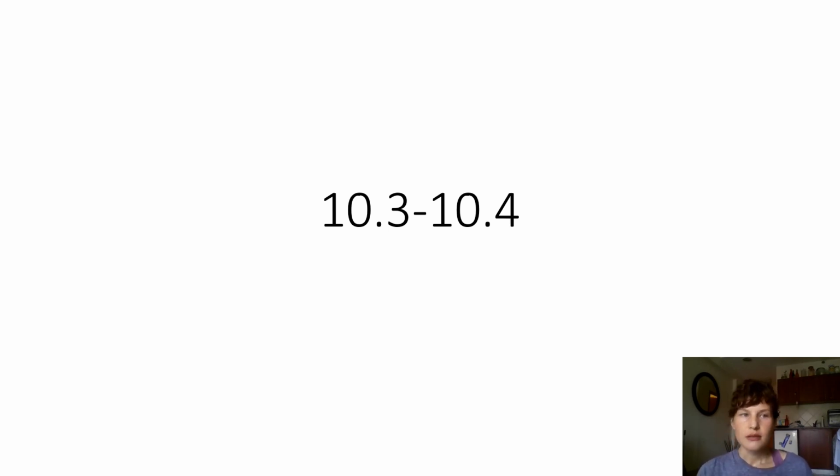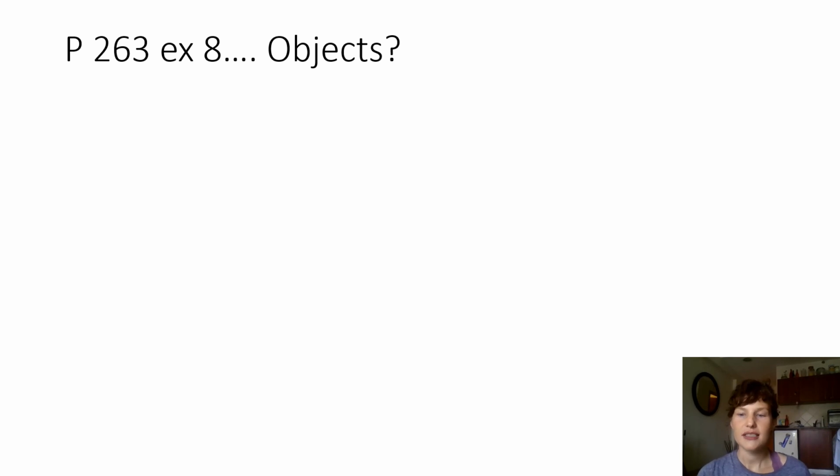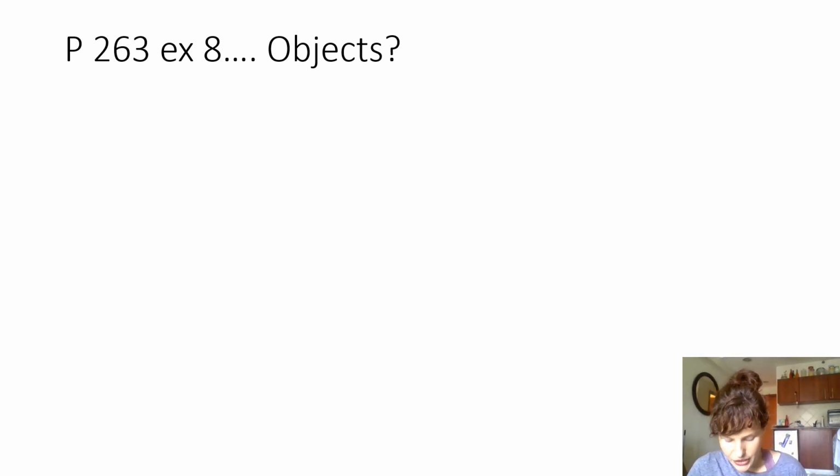So first things first, let's take a look at page 263. Okay, so go in your books to page 263. I'll go there as well. And look at exercise 8. Okay, so exercise 8, I have 5 sentences. Which of these sentences have objects? And more specifically, which of these sentences have the object of the verb?